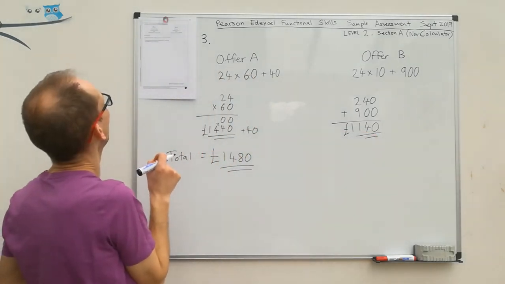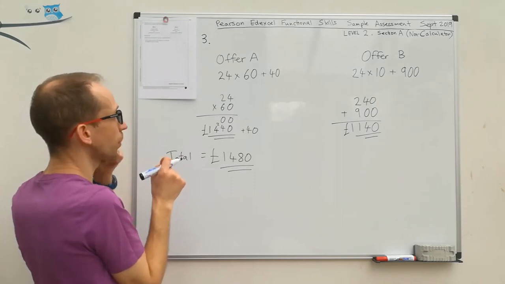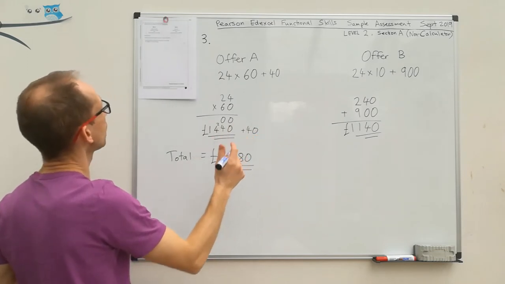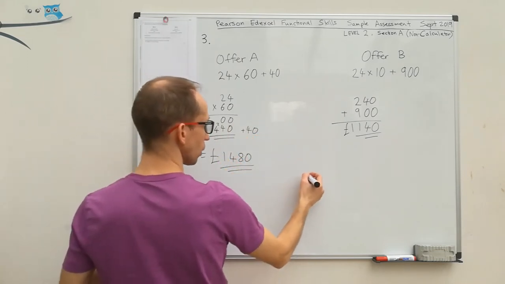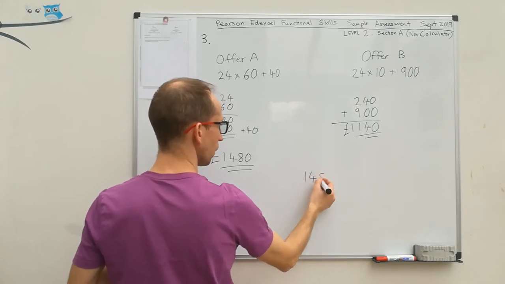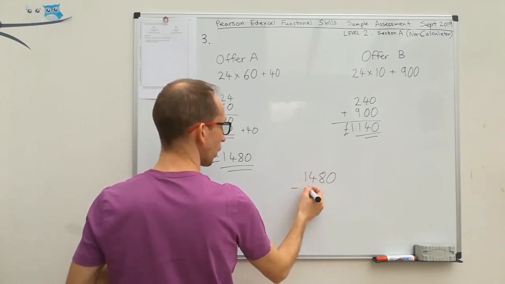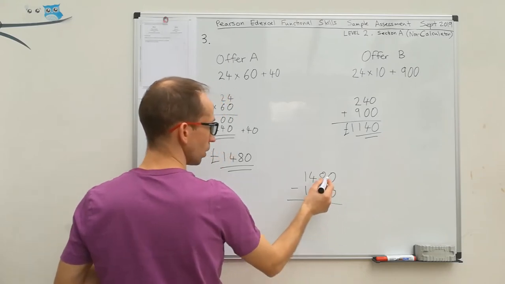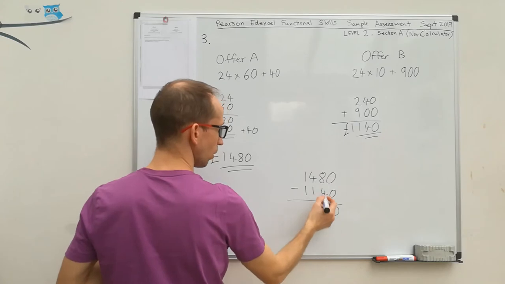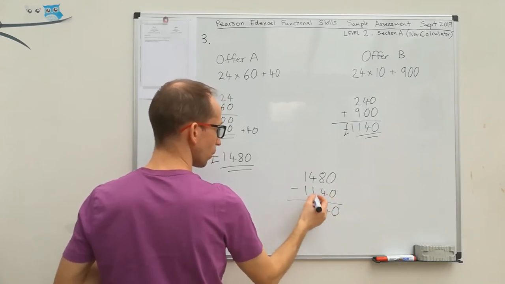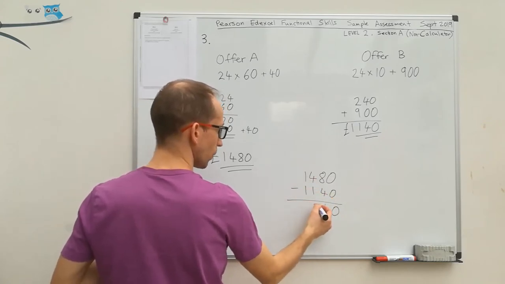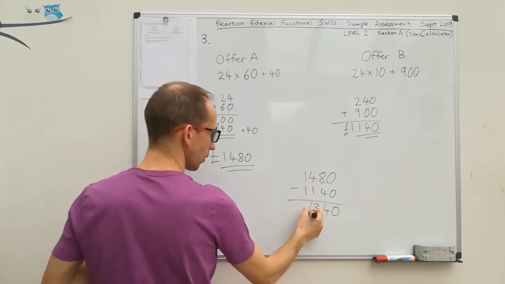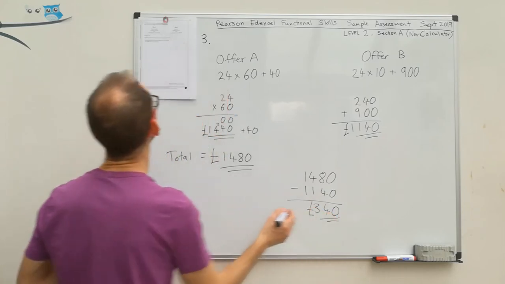Okay. Now, Amanda says, I'll save more than £300 in total. So let's see how much she saves. So to find the difference, we need to take the larger number and subtract the smaller. So 0 take away 0, 0. 8 take away 0 is 4. 4 take away 1 is 3. 1 take away 1 is 0. So I don't need to write the 0. £340.